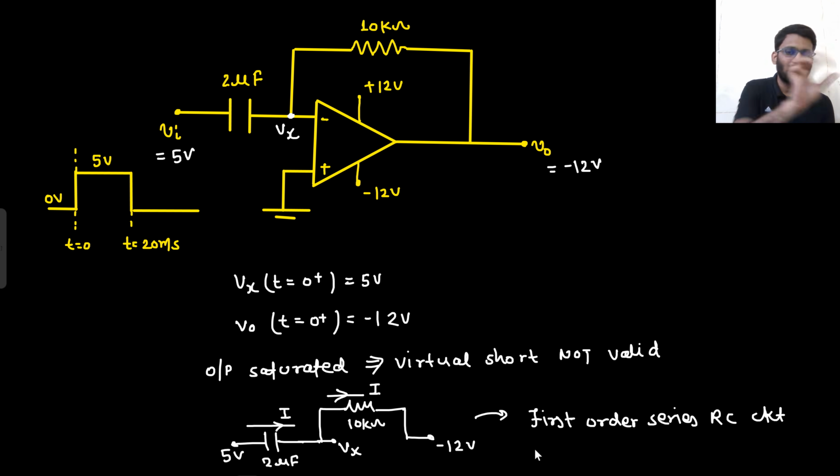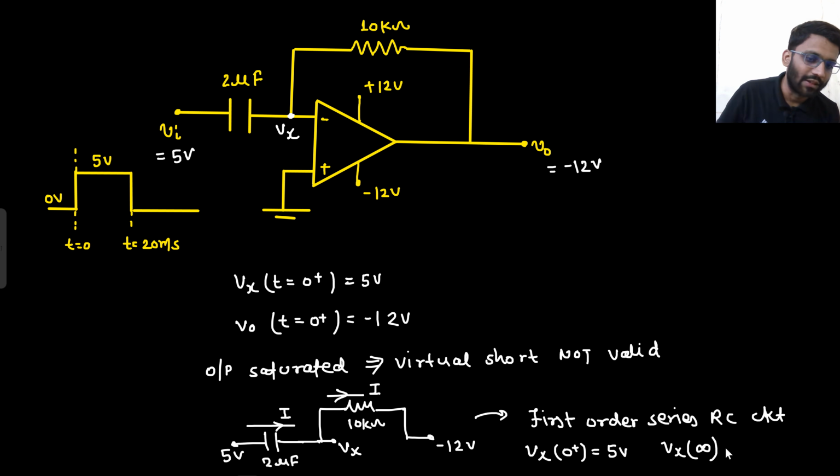It has become a first order series RC circuit where Vx at 0 plus is 5 volt. But Vx at infinity, what will that be? At infinity, the capacitor will be open circuited, so there will be no current through this resistor. So your Vx node is trying to go to minus 12 volt, right?